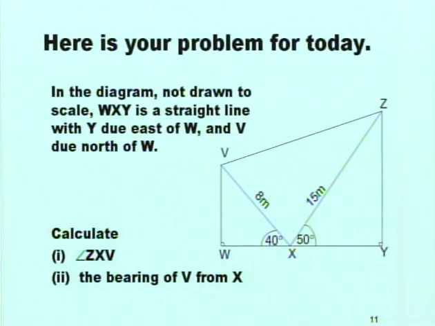Here is your problem for today. In the diagram, not drawn to scale, WXY is a straight line with Y due east of W and V due north of W. Calculate 1. Angle ZXV, and 2. The bearing of V from X.